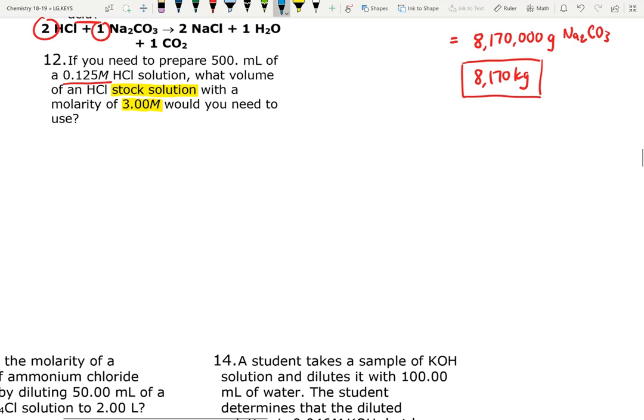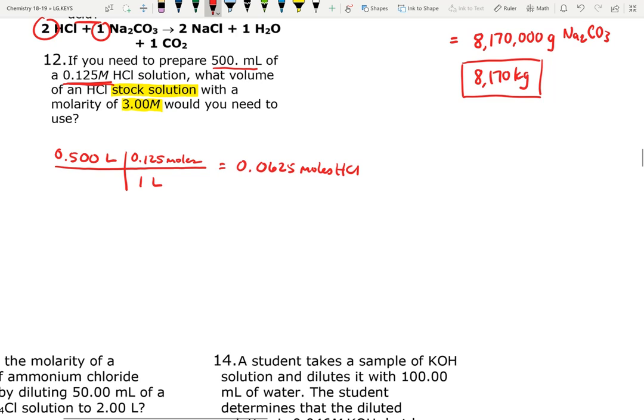So in this case, we need to figure out how many moles of HCl we need in our final solution. So I'm going to take that 500 milliliters and this 0.125 molarity that we've got, and first of all use those to figure out how many moles of solute we'll need in the solution that we're trying to make. So 500 milliliters is half a liter. This is 0.125 moles of HCl for every liter. And so if we multiply that out, get that in your calculator, we should come up with, for number 12, 0.0625 moles of HCl. That's what we need to have in our final solution.